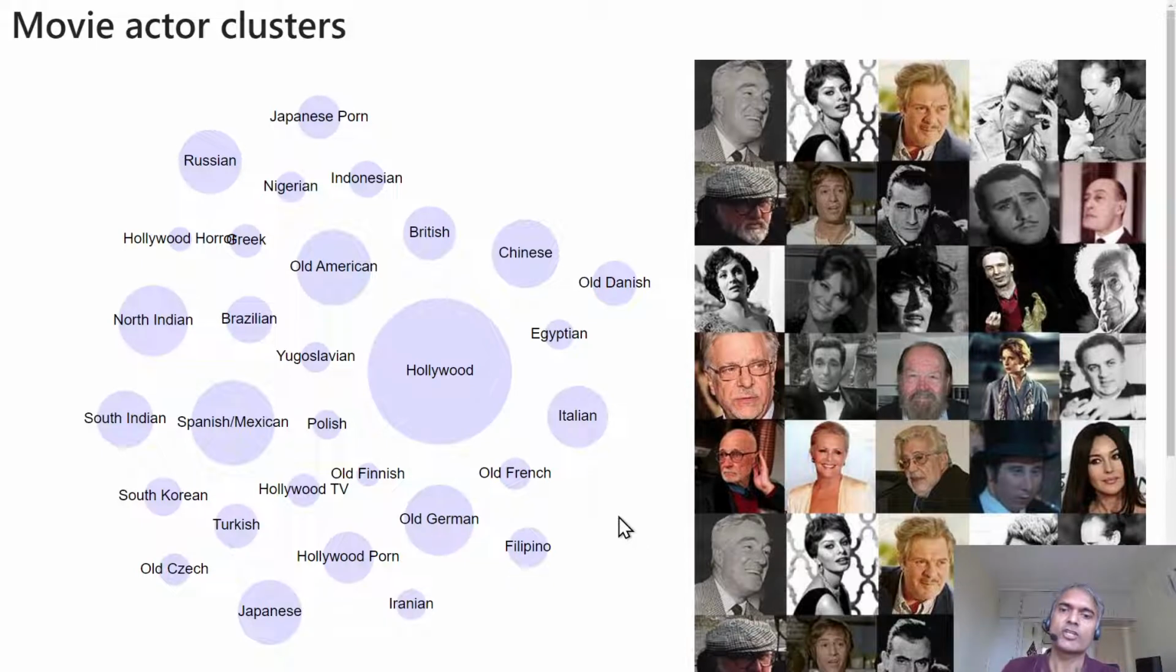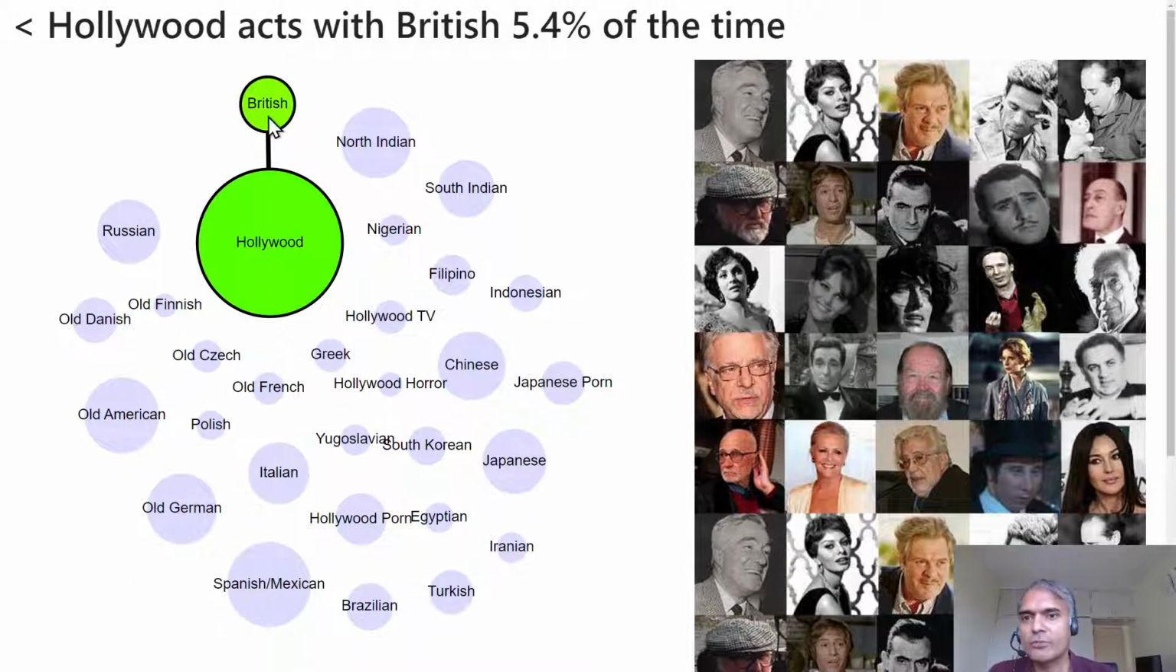This visualization shows the top 30 actor clusters in the world, with Hollywood being the largest cluster and the cluster of Spanish Mexican actors being the second largest, and so on. Now we can start looking at how often actors in Hollywood act together with British actors, with old American actors, with Spanish or Mexican actors, etc. The first connection is from British to Hollywood films. Hollywood actors act with British actors about 5% of the time.